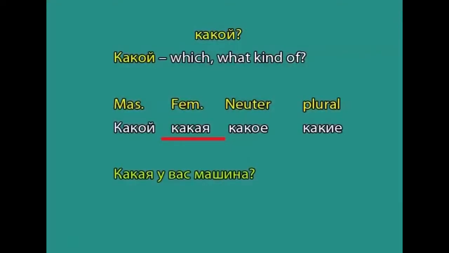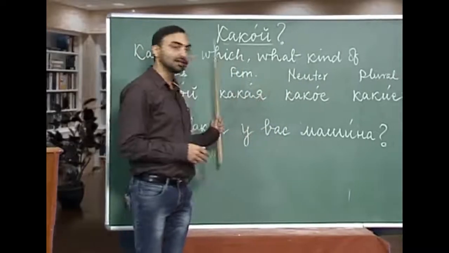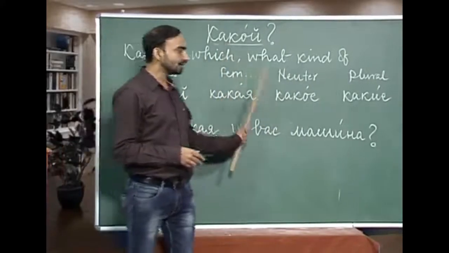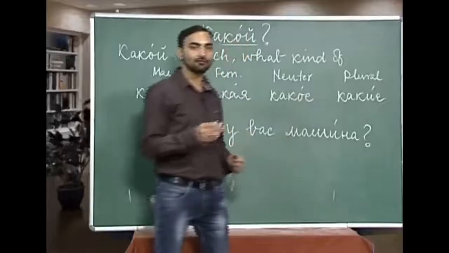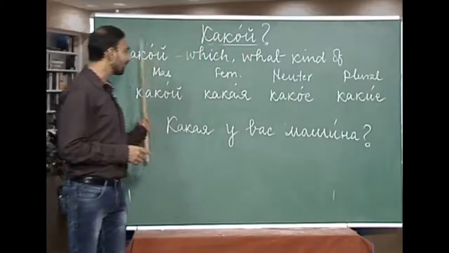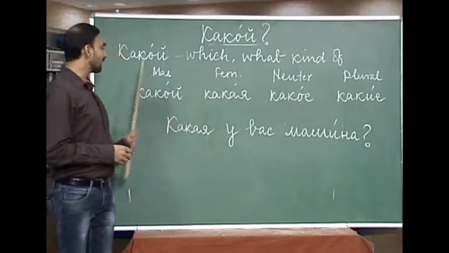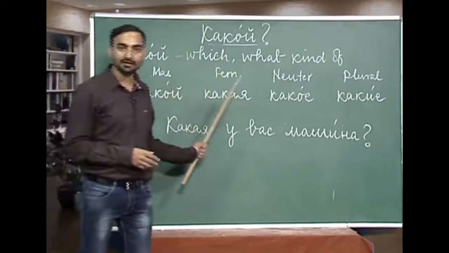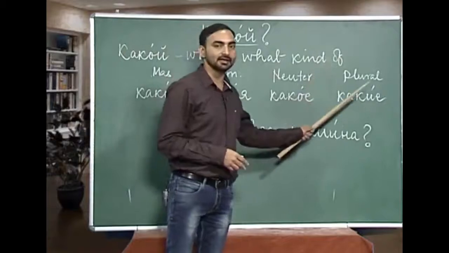For example, какая машина, what kind of car, машина is car. If the noun is neuter, we will use какое, and if it is a plural noun, then we use какие. So, there are 4 forms of какой as per the gender and the number of a noun. Masculine is какой, feminine какая, neuter какое, and plural какие.